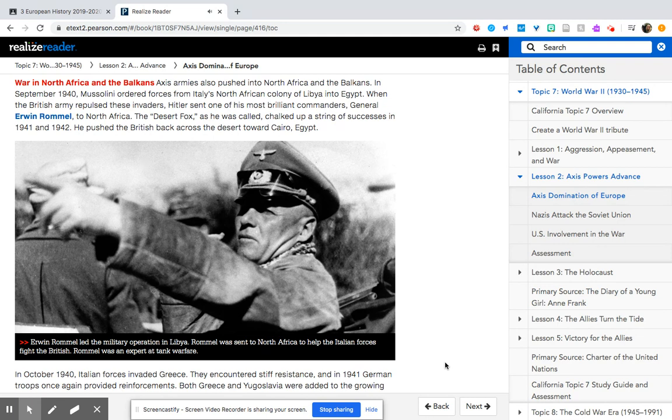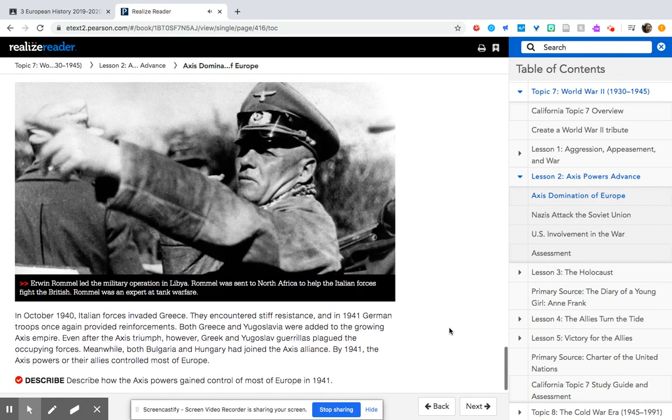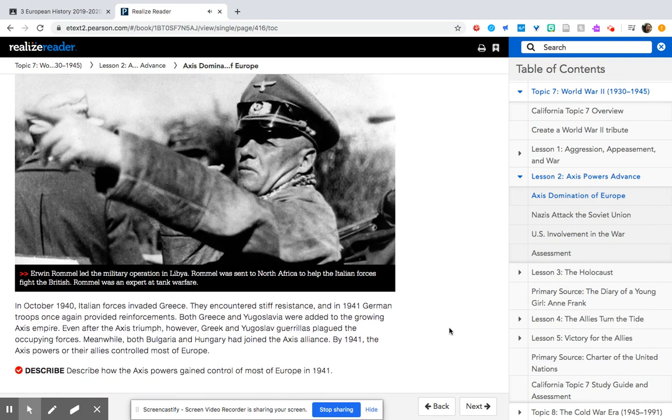In October 1940, Italian forces invaded Greece. They encountered stiff resistance, and in 1941, German troops once again provided reinforcements. Both Greece and Yugoslavia were added to the growing Axis empire. Even after the Axis triumph, however, Greek and Yugoslav guerrillas plagued the occupying forces. Meanwhile, both Bulgaria and Hungary had joined the Axis alliance. By 1941, the Axis powers, or their allies, controlled most of Europe.